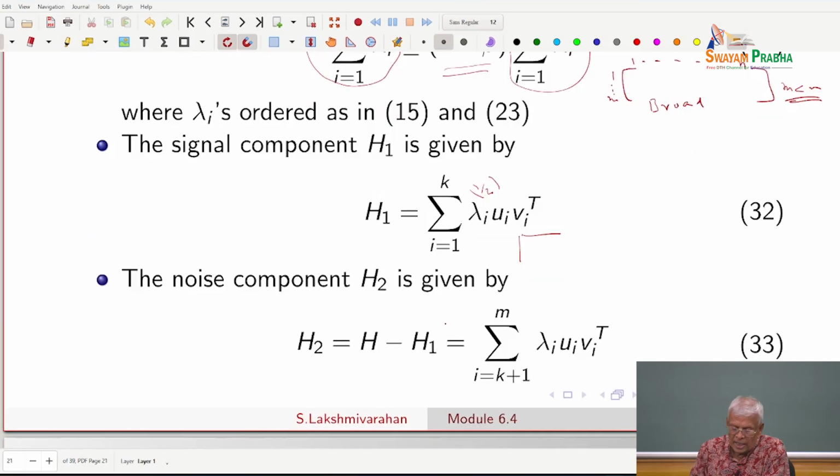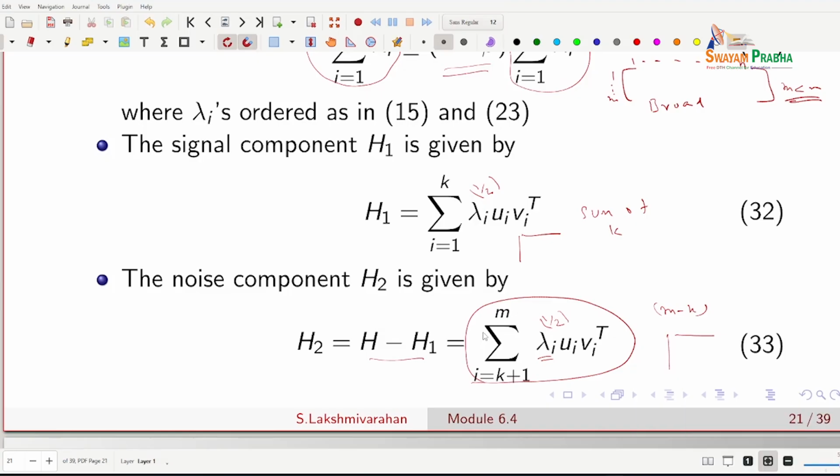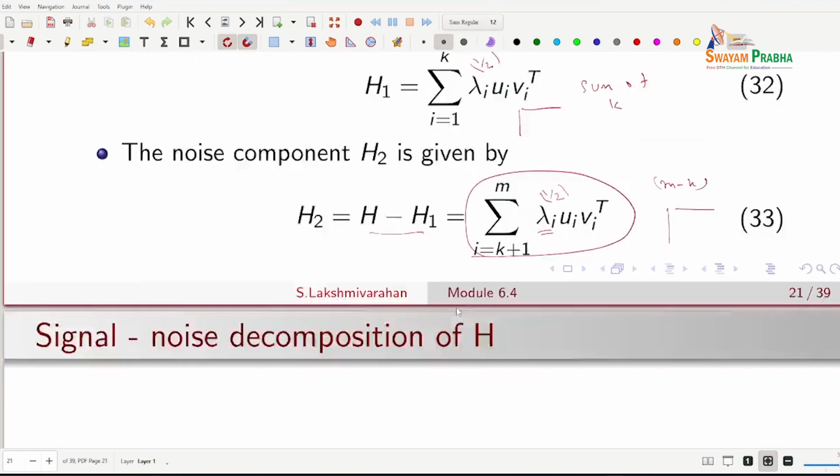What is H2? H minus H1, that is the outer product matrices coming from the last. This is the sum of k terms. This is the sum of m minus k terms corresponding to the least singular values, the least m minus k singular values. So this is the most, this is the least. So they are associated naturally with some optimality property.